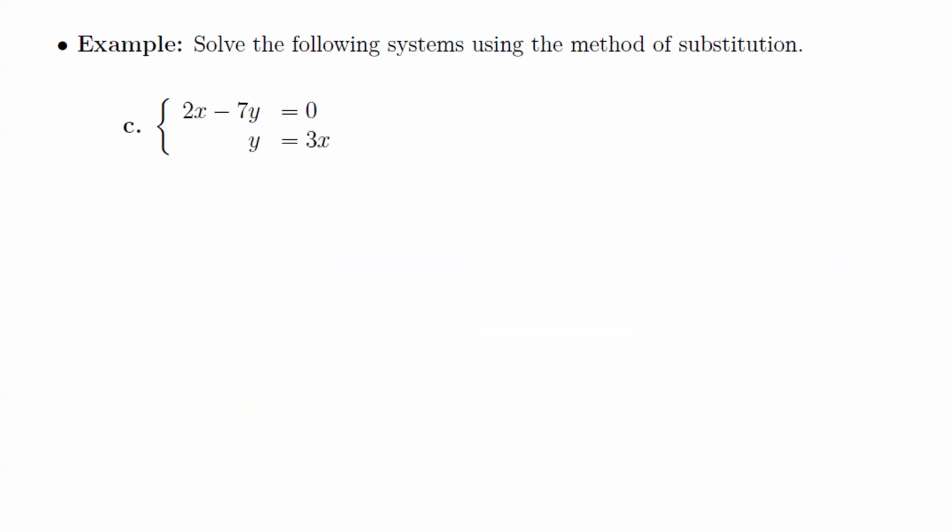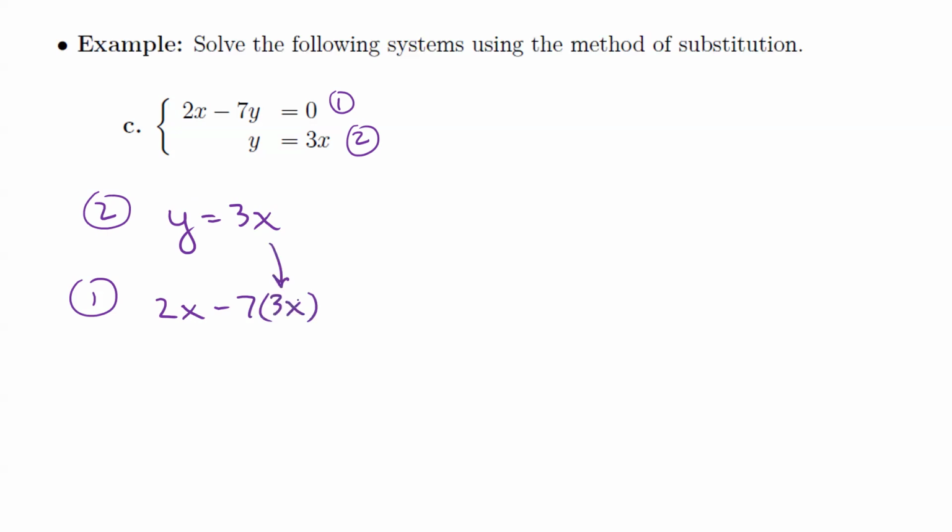All right, part C is more like the part A we did. We've got one that's nicely set up so that I don't have to do a whole lot of work, right? So equation number 2, y equals 3x. I can plug 3x directly in for the y in equation number 1. So 2x minus 21x is equal to 0. Negative 19x equals 0. But that just means x equals 0, right?